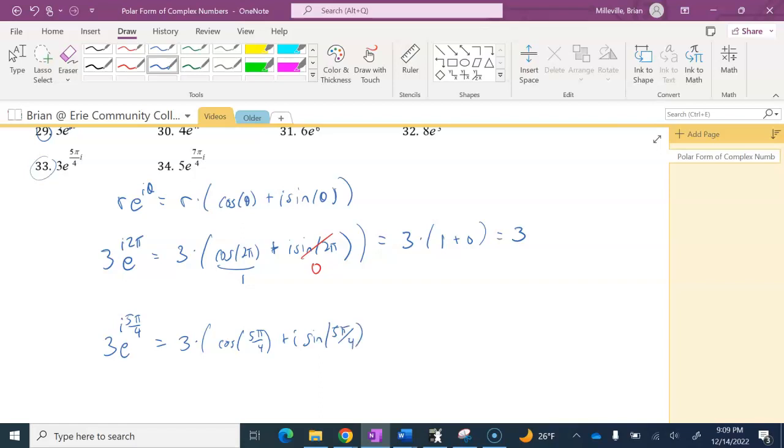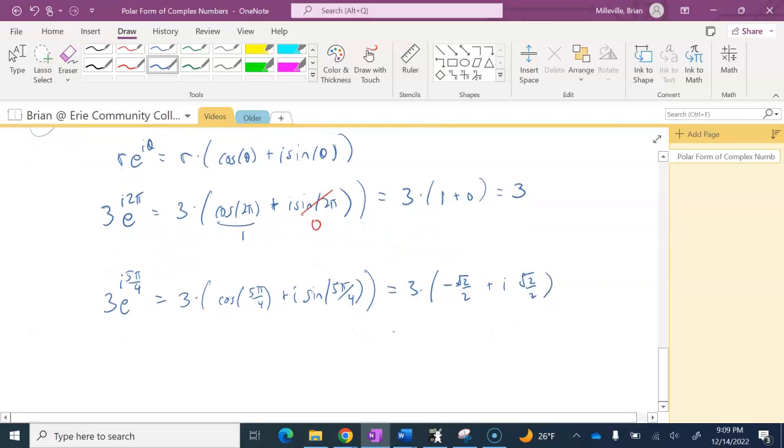Now these are common angles here, so we can put in the exact values. So we're going to have 3 times cosine of 5 pi over 4, which is negative square root 2 over 2, and then plus i times sine of that, which is square root 2 over 2. Multiplying the 3 through the parentheses, we could rewrite this as negative 3 square root 2 over 2 plus 3 square root 2 over 2 times i.